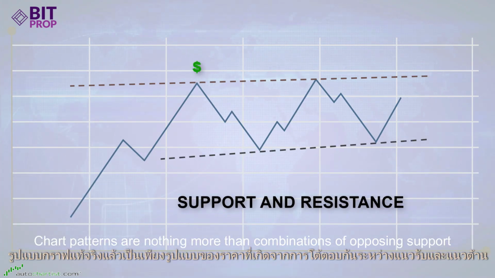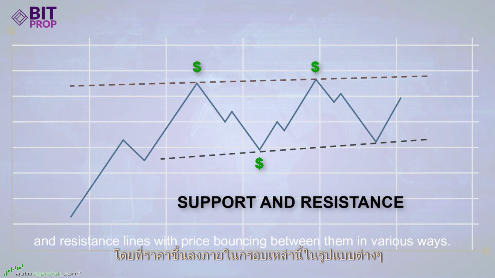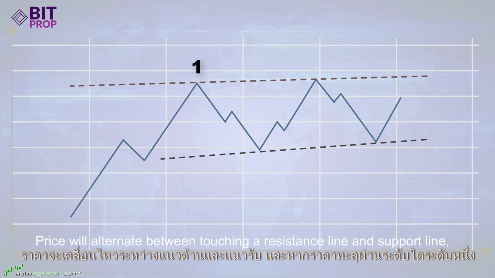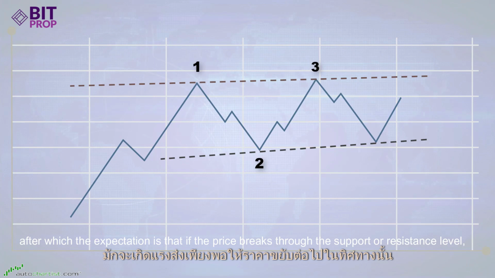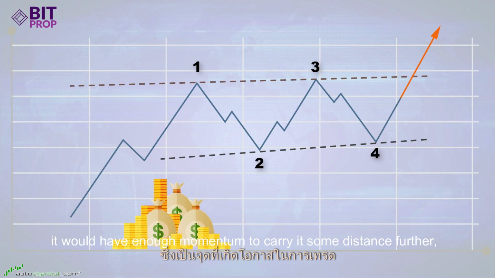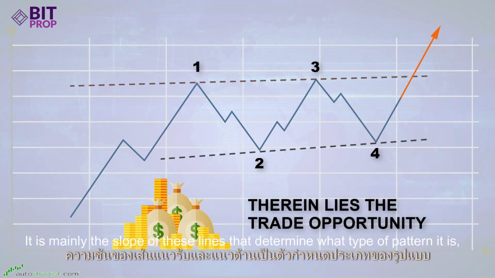Chart patterns are nothing more than combinations of opposing support and resistance lines, with price bouncing between them in various ways. The typical recognition of a chart pattern is based on 4 points. Price will alternate between touching a resistance line and support line, after which the expectation is that if the price breaks through the support or resistance level, it would have enough momentum to carry it some distance further, and therein lies the trade opportunity. It is mainly the slope of these lines that determine what type of pattern it is.